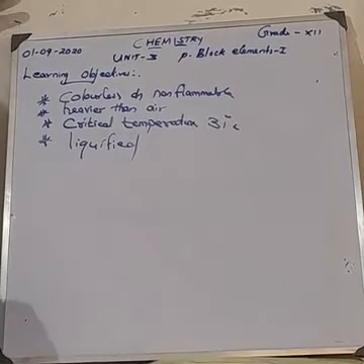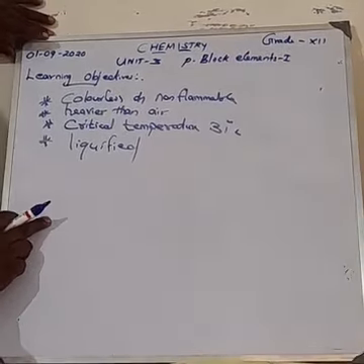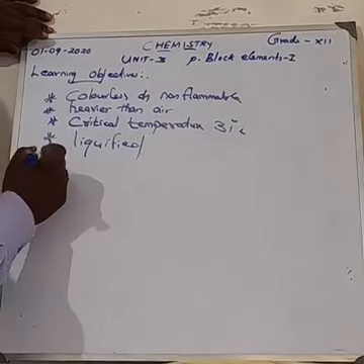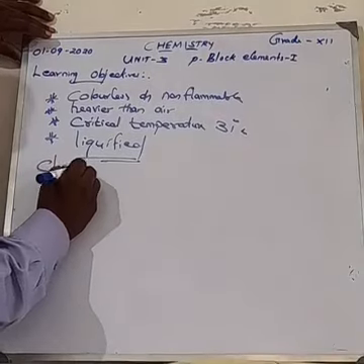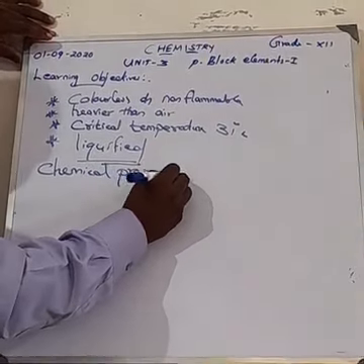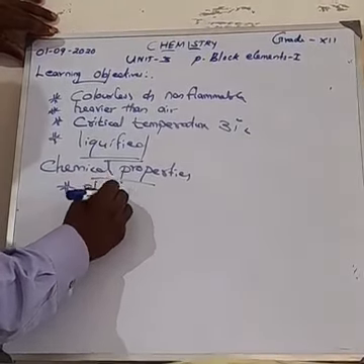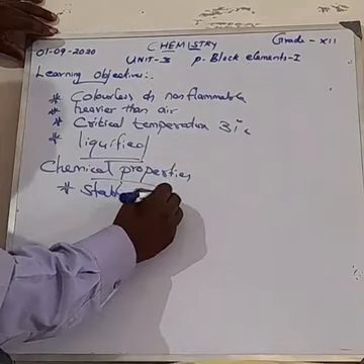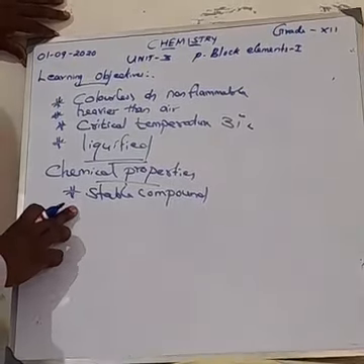Okay. Then about the chemical properties. Carbon dioxide is a very stable compound. It is a stable compound.